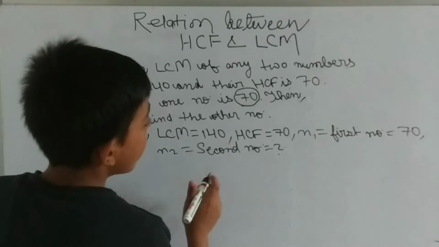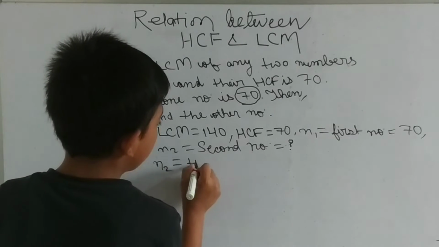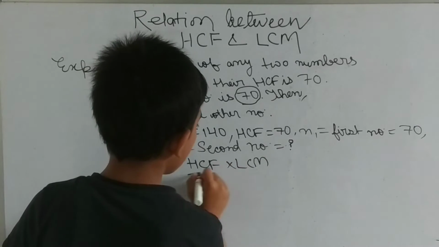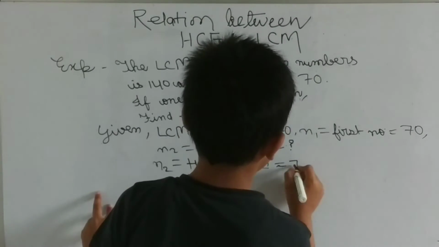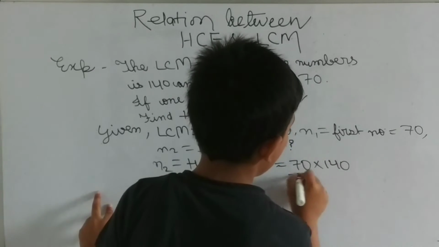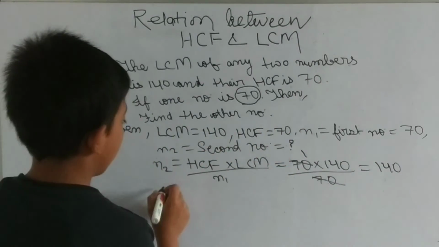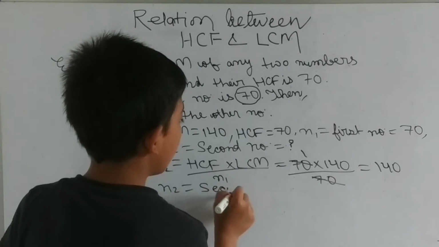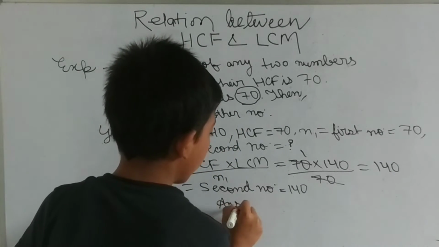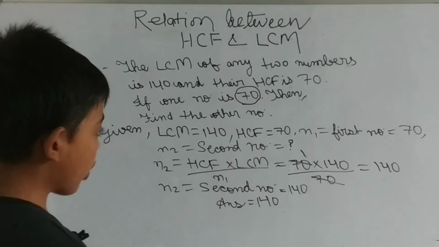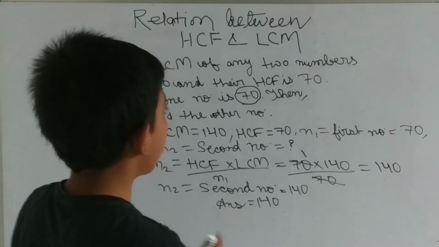We know the identity that N2 equals HCF into LCM divided by N1. That is, the HCF is 70, multiplied by 140, divided by 70. Now 70 divided by 70 cancels, so 140 is the second number. So N2, the second number, is 140. So the answer is 140. I hope you understand how we can use these identities in the application of HCF and LCM.